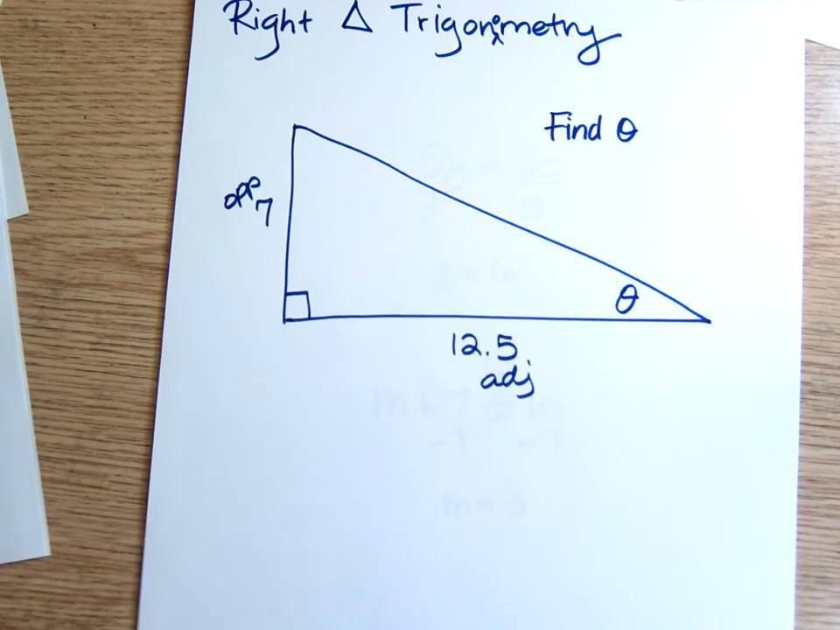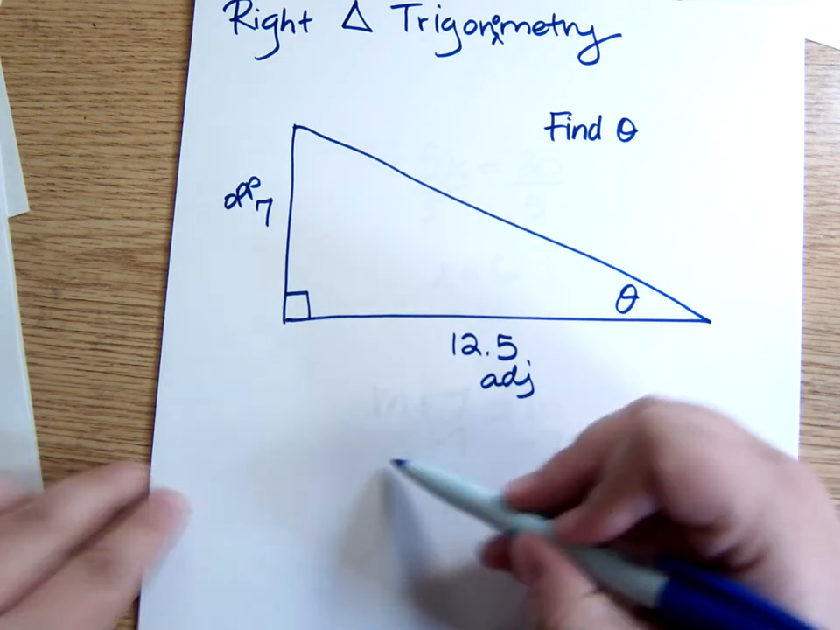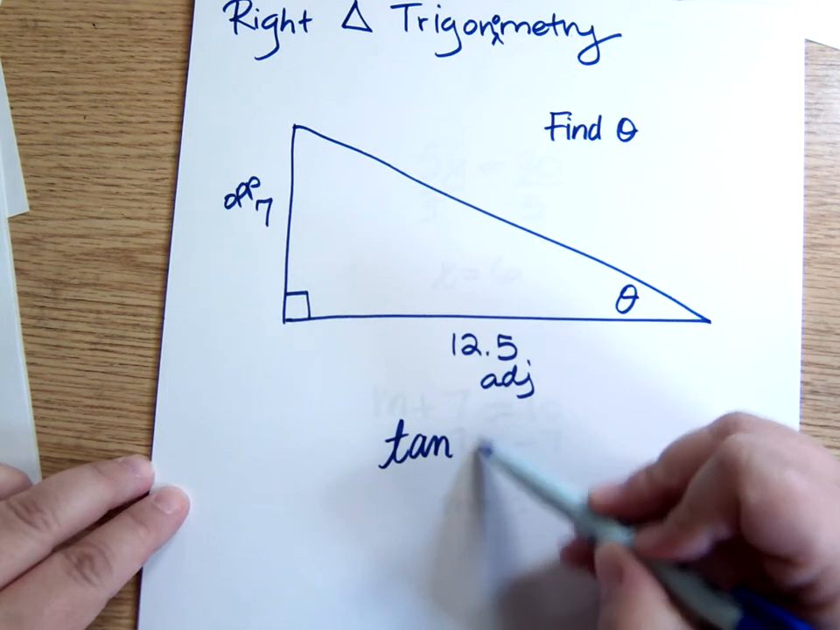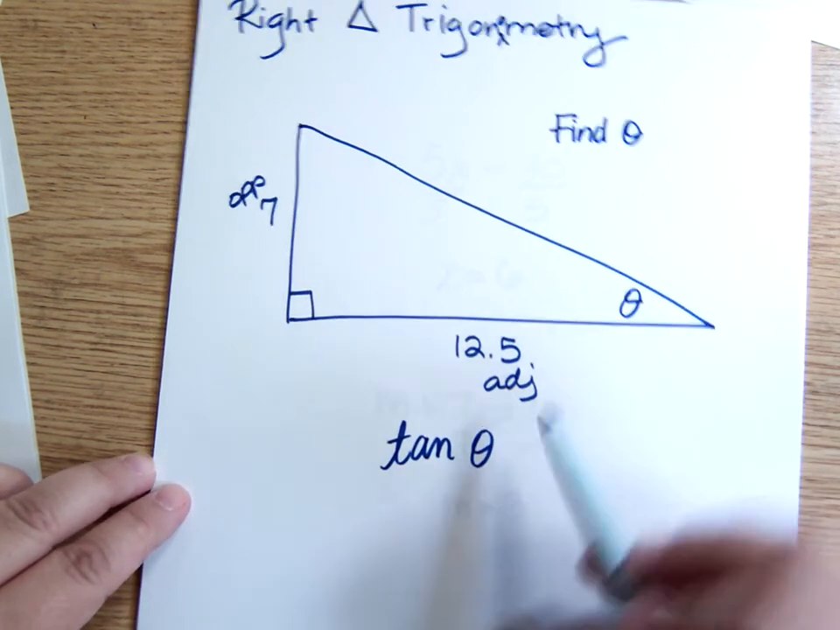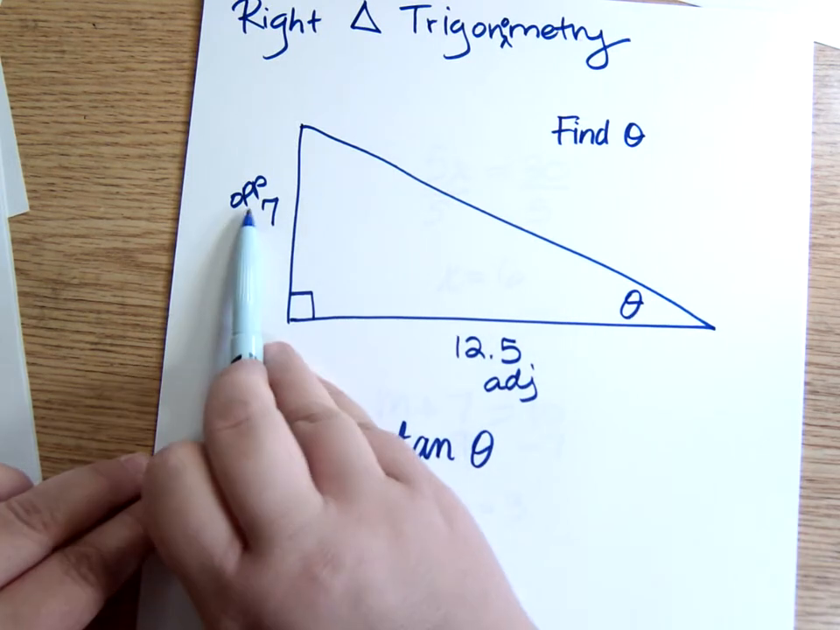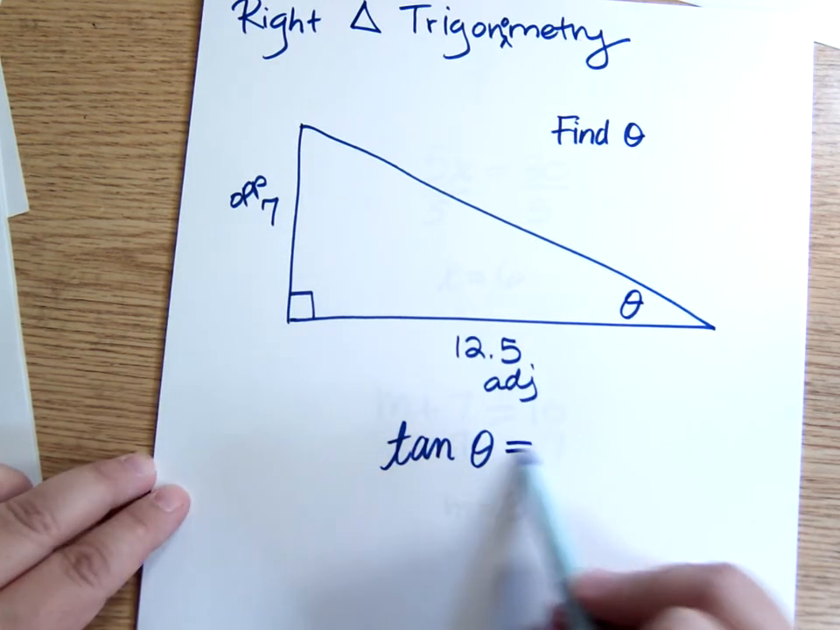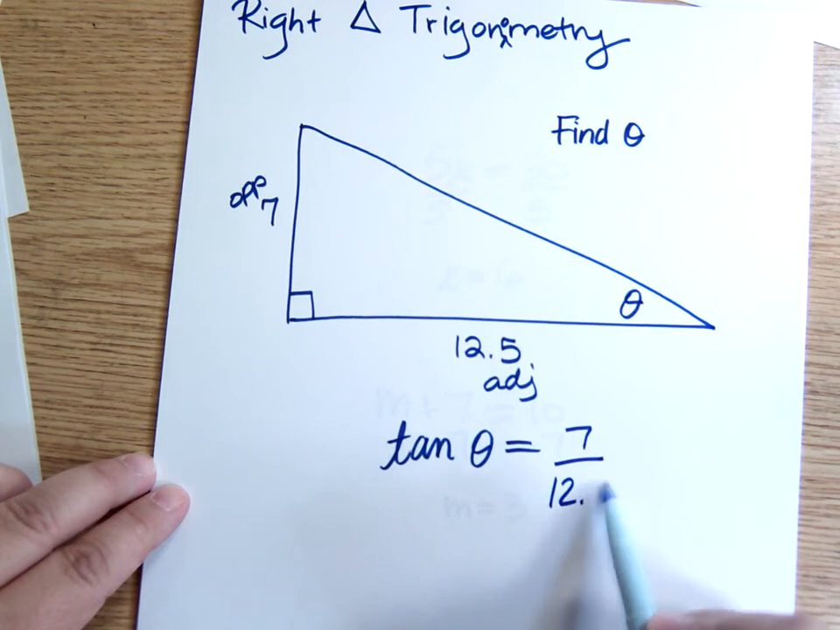What do I use if I have opposite and adjacent? Tan. Yep. Still set up the equation. I should see this equation set up on your paper. Tan theta equals opposite over adjacent. So that's 7 over 12.5.